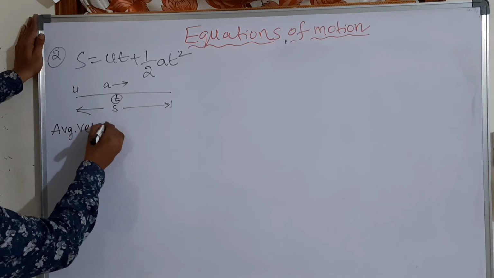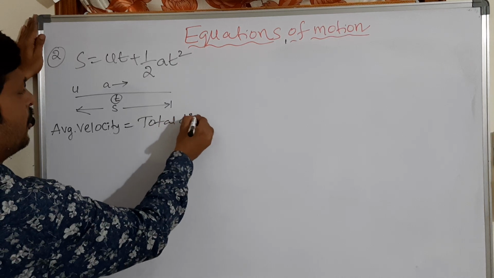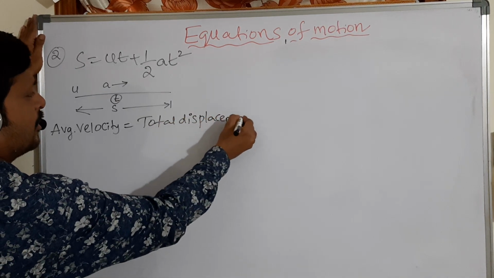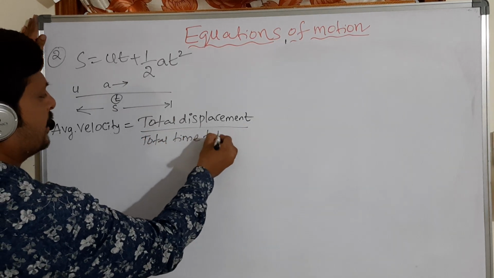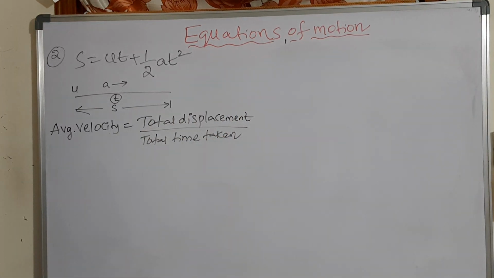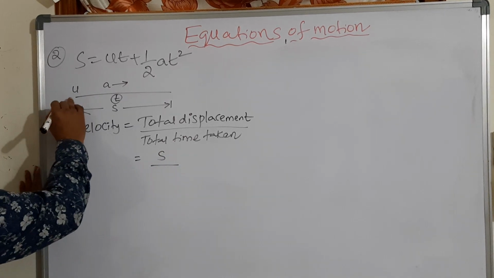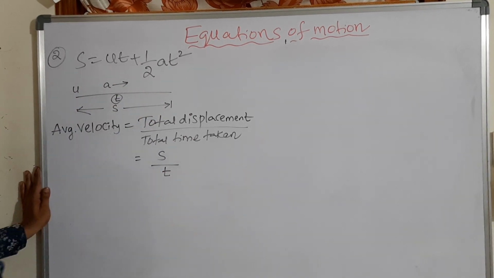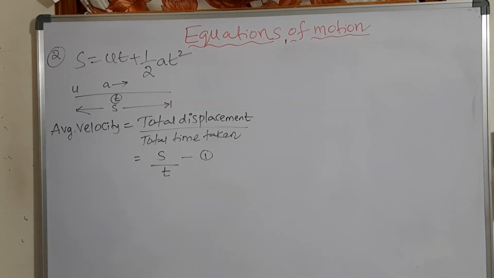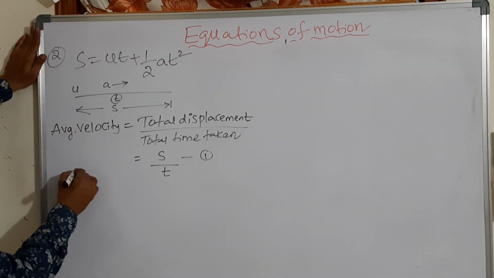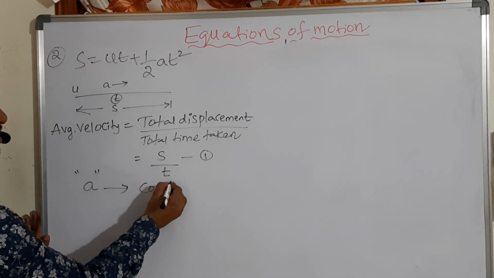So average velocity is equal to, we know very well, total displacement by total time taken. So what is total displacement here? Here total displacement is s. From here to here, what is the time taken? That is t. So here average velocity is equal to s by t. Then see here, throughout the motion, acceleration is constant.